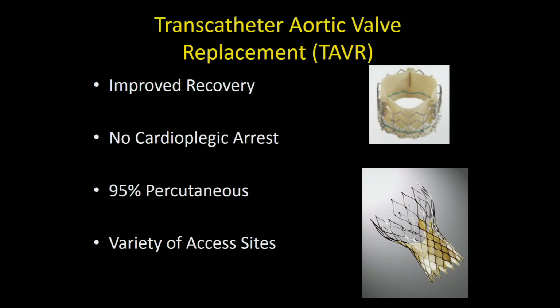We can also use a transapical approach, which is on the left-hand side of the patient, usually around the fifth intercostal space, where we directly puncture the apex of the left ventricle. And there's also the axillary approach on the left side of the chest, almost near where you'd put a pacemaker in. We sometimes use that approach. But luckily, the need to do that is really not very great anymore.